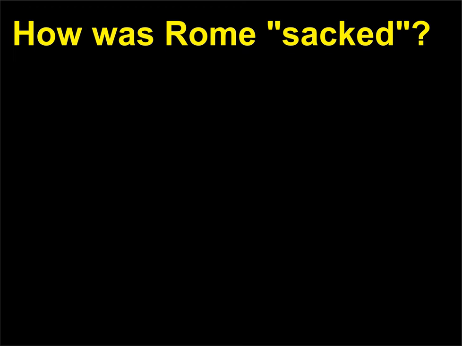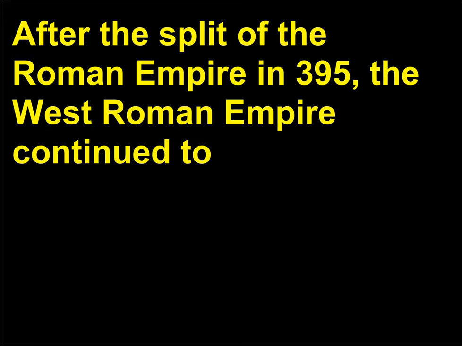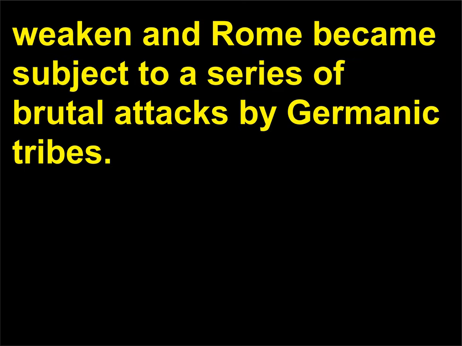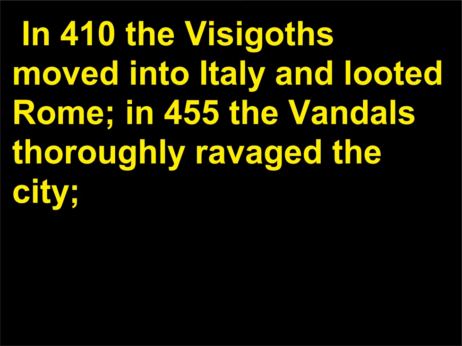After the split of the Roman Empire in 395, the West Roman Empire continued to weaken and Rome became subject to a series of brutal attacks by Germanic tribes. In 410 the Visigoths moved into Italy and looted Rome, in 455 the Vandals thoroughly ravaged the city.